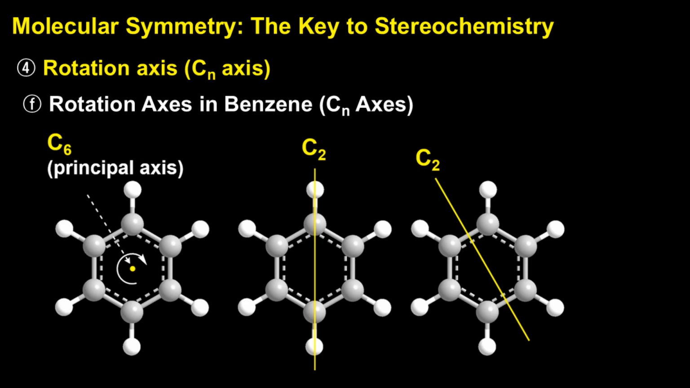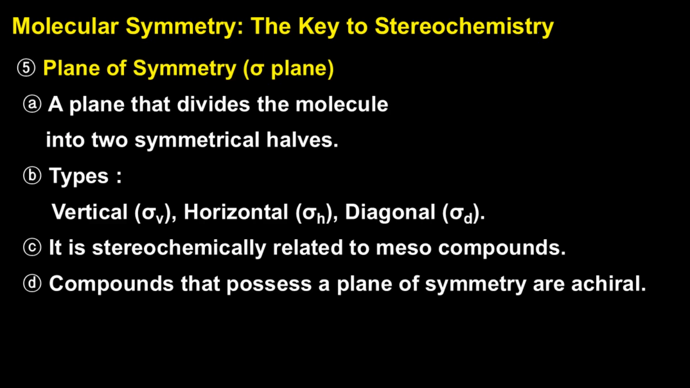But benzene doesn't stop there. It's got even more symmetry going on. There are 6 C2 axes as well, each one passing through opposite carbon-carbon bonds. This high degree of symmetry is actually a big part of why benzene is so stable. It's also what gives benzene its unique chemical behavior, affecting things like reactivity, spectroscopy, and overall molecular properties.